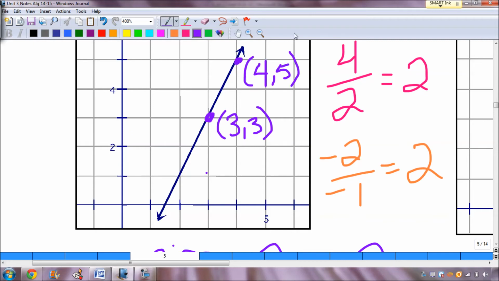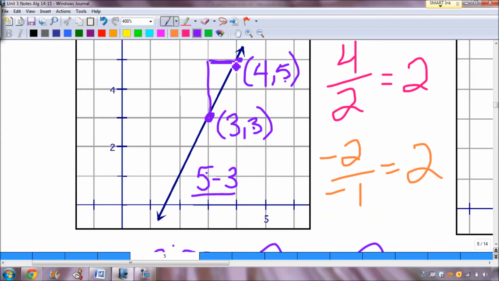Okay, so the rise, how much did it go up by? Well, we know it went up by 2, but what can I do with the 5 and the 3 to figure out that it went up by 2? I can subtract them. That's how I figure out how much the rise is. The change in y is the rise, okay? So I'm going to say this is 5 minus 3, and then I would do the same thing for my denominator, or for my run.